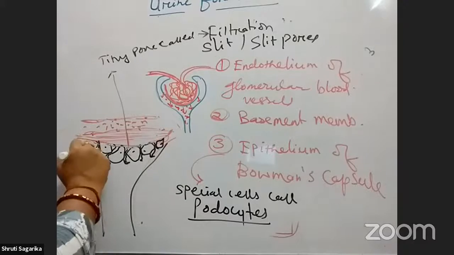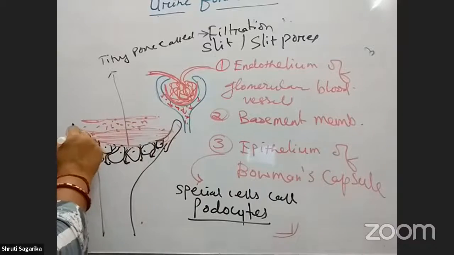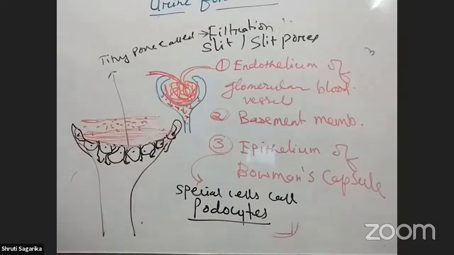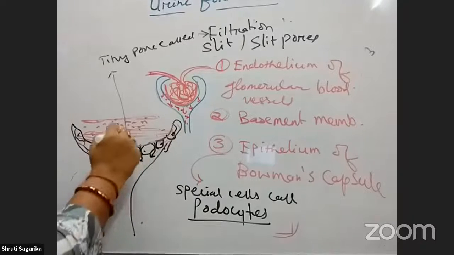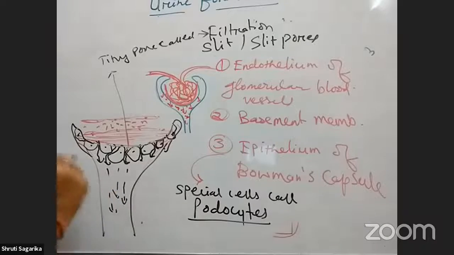So this is the Bowman's capsule, right? The Bowman's capsule, the glomerulus is there. So it has the podocyte which makes gaps in between the cells so that the filtrate leaks out into the tubular part of the nephron. Clear? Is it clear? Yes, ma'am.